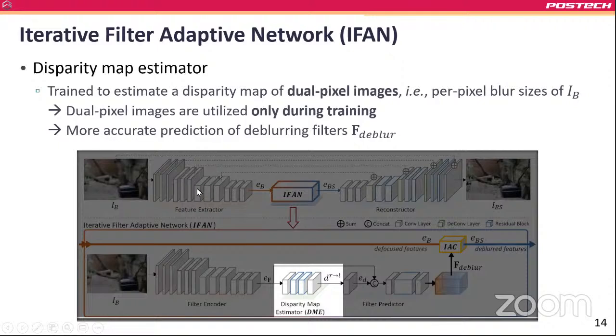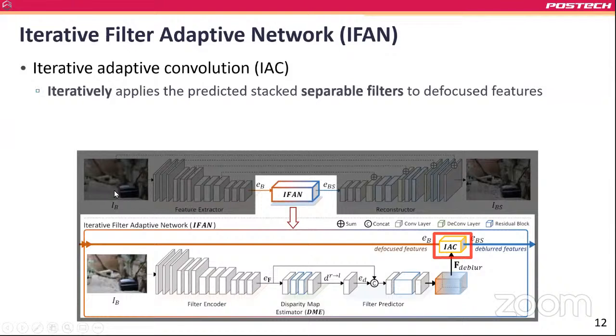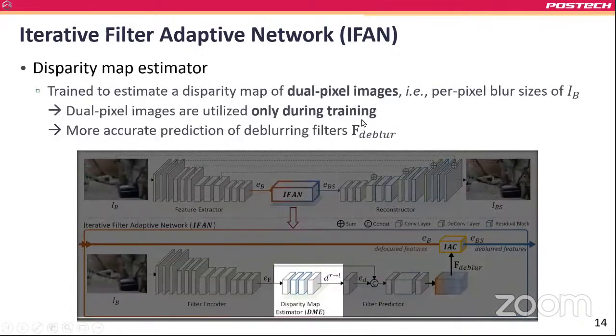Basically, that was the idea. Here we encode a feature, and we have this IFAN model to predict this iterative separable filter. And then we also have some other components in the network training.